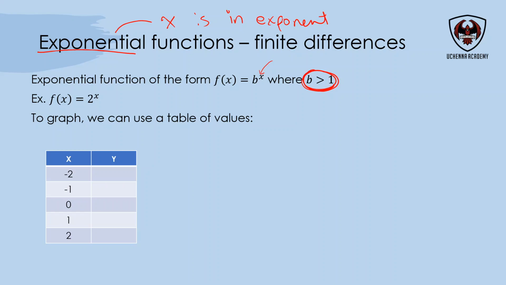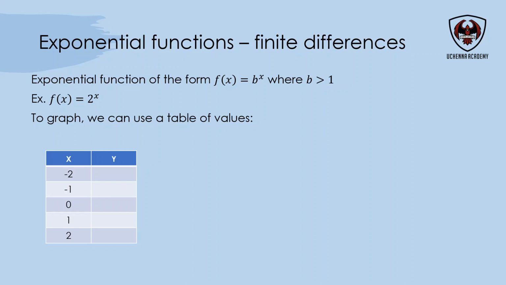The base can either be a number that's bigger than 1 or a fraction, a number between 0 and 1, and that's on the next slide. But let's see what happens when the base is bigger than 1. Now you see how it says here bigger than 1? It doesn't say or equal to, which means that the base cannot be 1. The base has to be bigger than 1. If it's 1, it's not an exponential function.